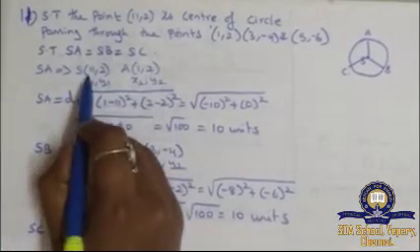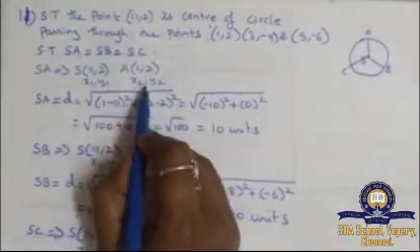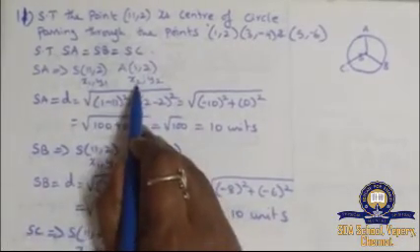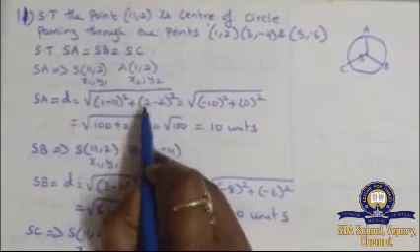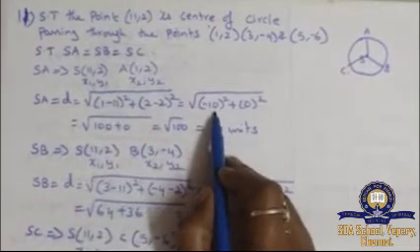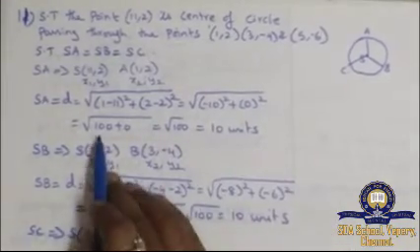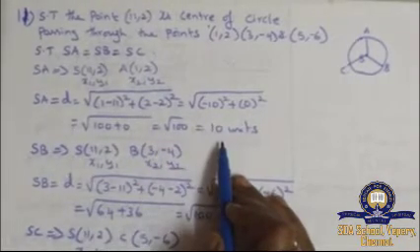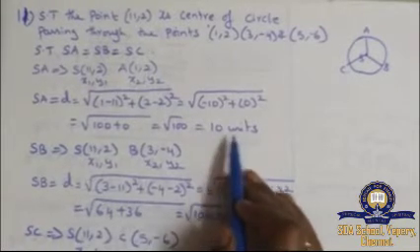So for SA, S is (11, 2), the center point, and A is (1, 2), taken as x1, y1, x2, y2. So D is equal to root of (x2, which is 1, minus x1, which is 11) the whole square plus (y2, which is 2, minus y1, which is 2) the whole square. 1 minus 11 is minus 10 squared, plus 2 minus 2 is 0 squared. Minus 10 the whole square means 100 will come, plus 0 is 0. So root of 100, since 10 tens are 100, is 10 units.